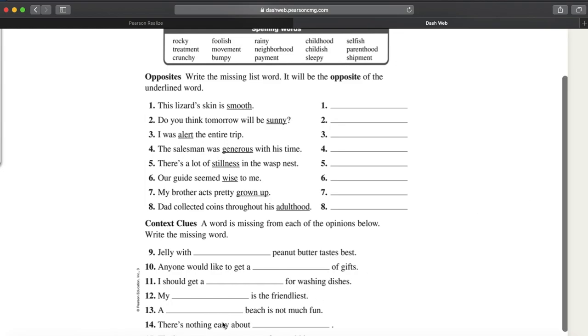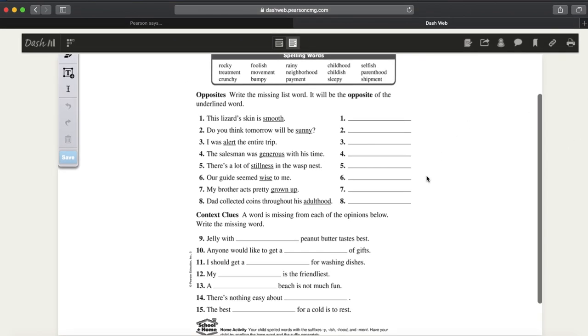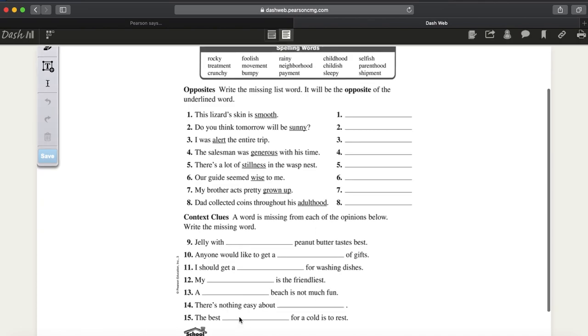Now, there's nothing easy about parenthood, because in parenthood you are big, you are grown up, you have kids, you have responsibilities, so it's not easy. Now number 15, the best blank for a cold is to rest. So what do you think the answer is here? The best treatment for a cold is to rest. Treatment is how to treat the cold when you get a fever and you sneeze and you are sick. So the best treatment for a cold is to have some rest.